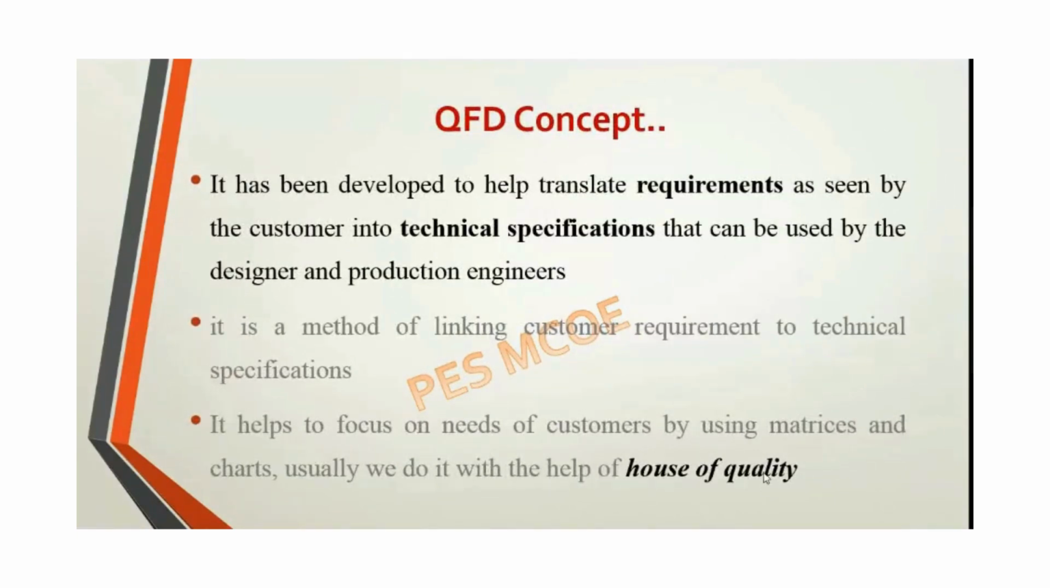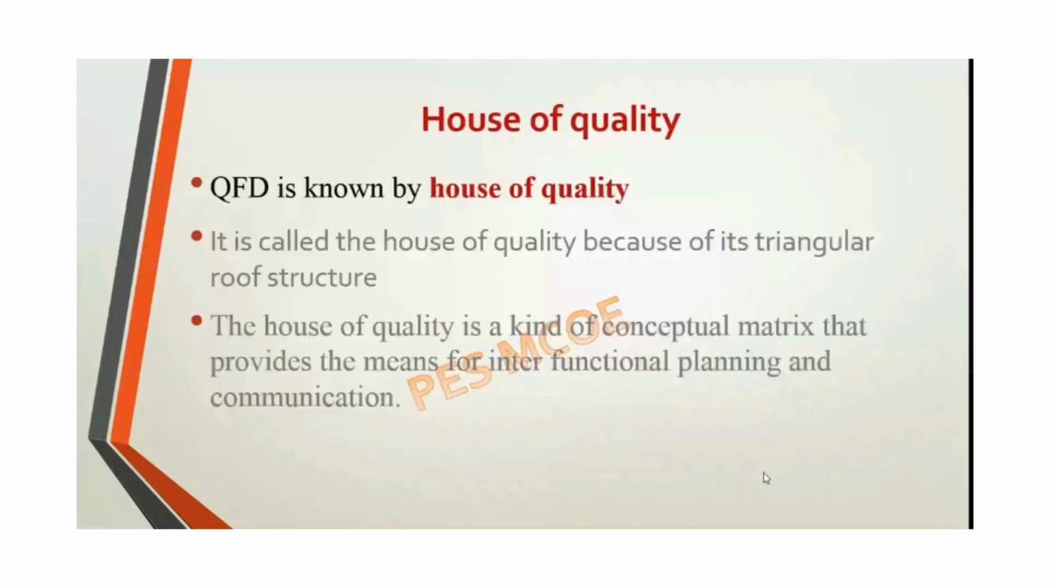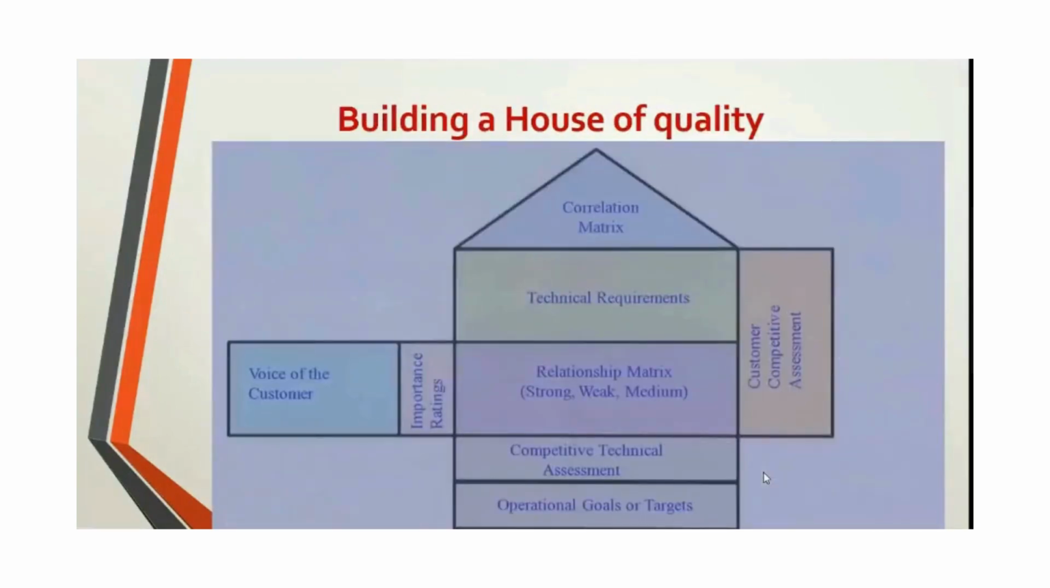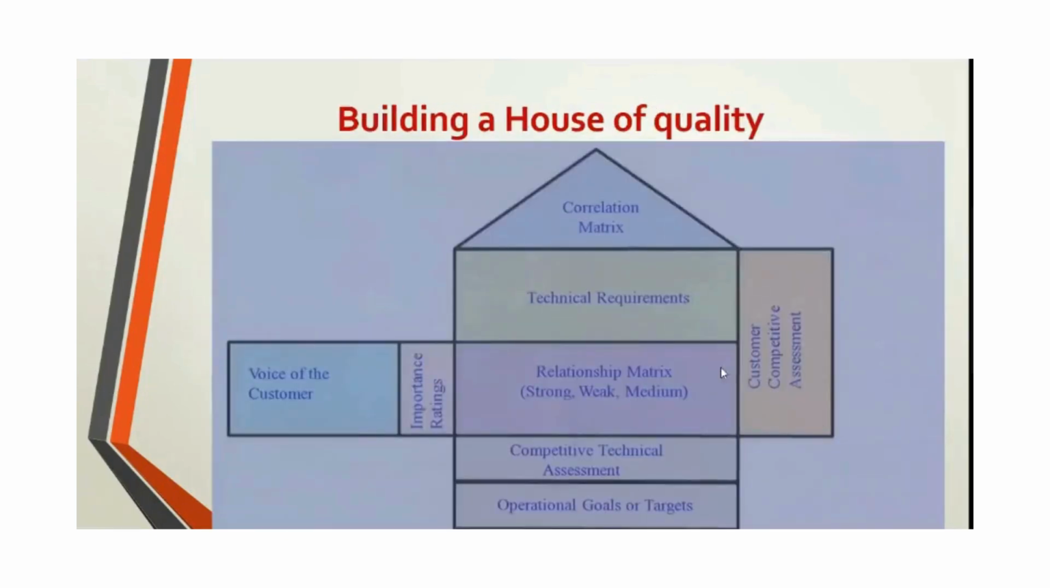And quality function deployment is also called the house of quality. Why? Because you are representing it in matrix form, and this correlation matrix has a dome shape or triangular region, so it looks like a house. That's why it is also called the house of quality. So the voice of the customer is the needs of the customer, and you have technical specifications here, which can be related with a relationship matrix.